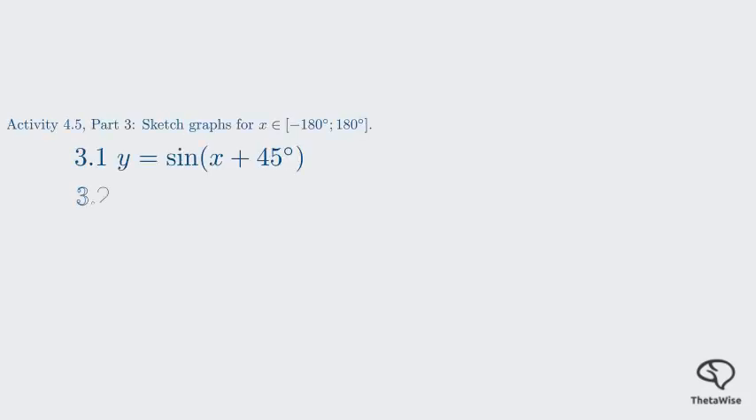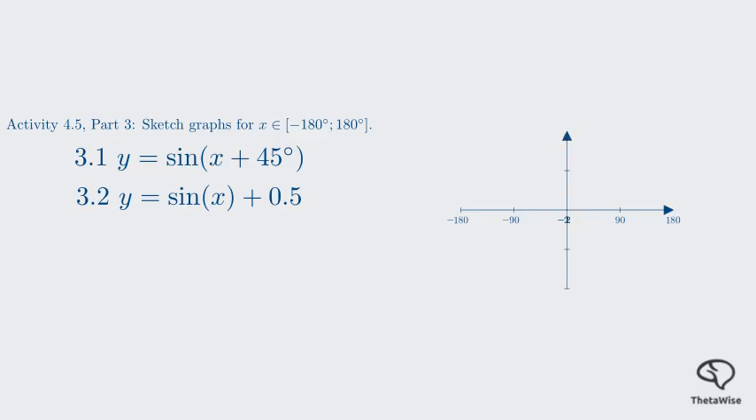We're almost done with the activity. Let's tackle the third part, where we again need to sketch graphs on the same system of axes for the domain from negative 180 to 180 degrees. This time, the equations are y equals sine of x plus 45 degrees and y equals sine x plus 0.5. We set up our axes. The domain is from negative 180 to 180. The y range can be kept from negative 2 to 2 to clearly show the shifts. Again, let's include our standard graph, y equals sine x, as a dashed reference line. We'll draw it in red.